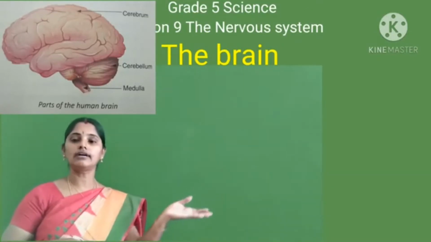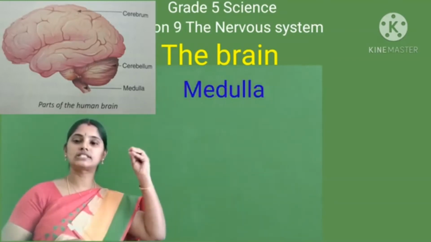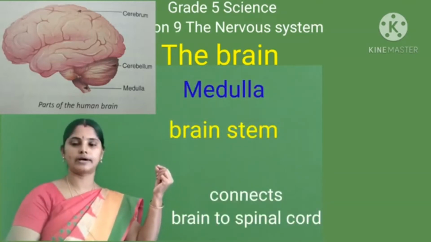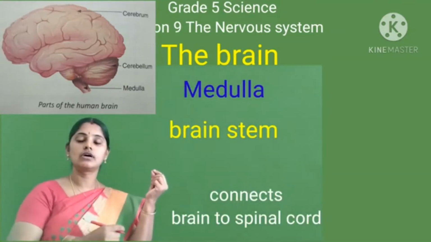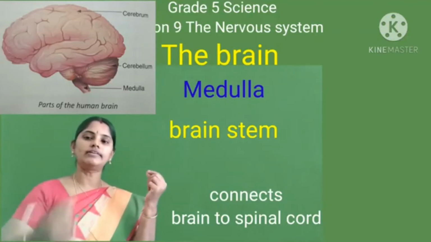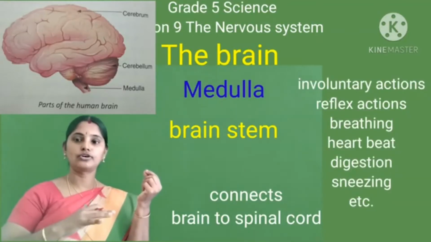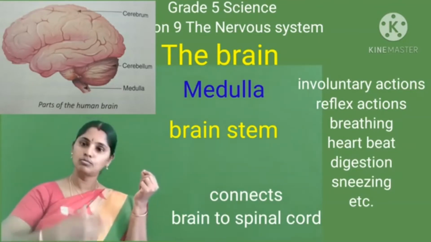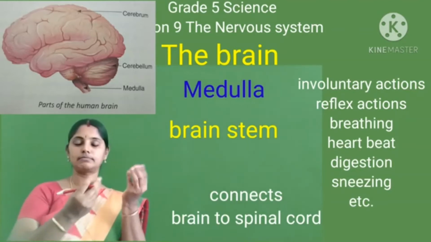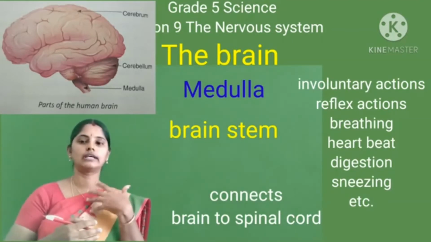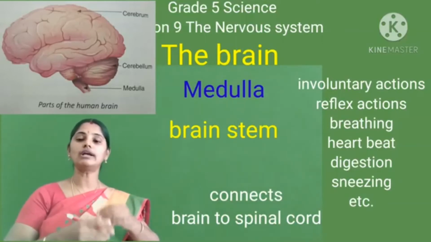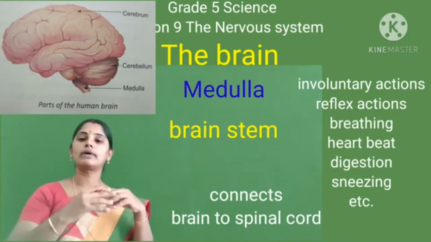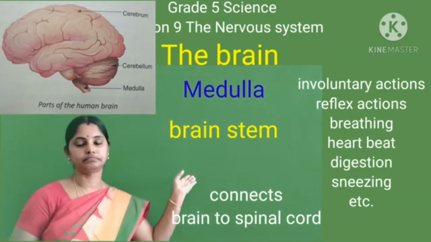Then comes the third one, medulla. Medulla is the stem of the brain. It connects the brain to the spinal cord. It controls all the involuntary actions. What are those? Movement of the heart, movement of our stomach. The heart pumps the blood, the stomach digests the food. These are not in our control, so we call them involuntary actions. This work is controlled by the part of the brain called medulla.